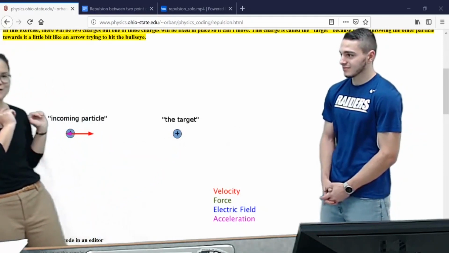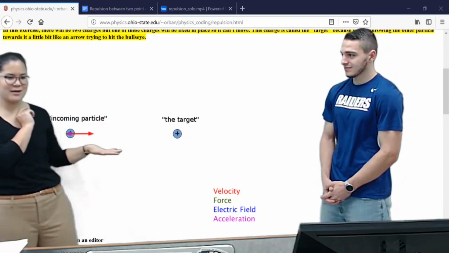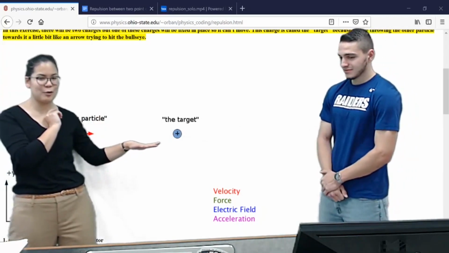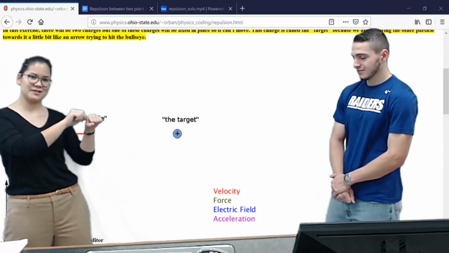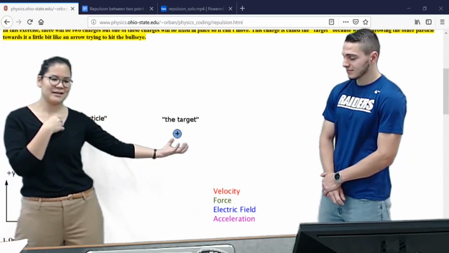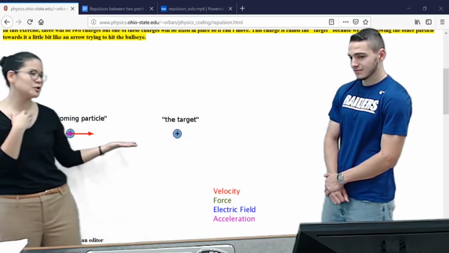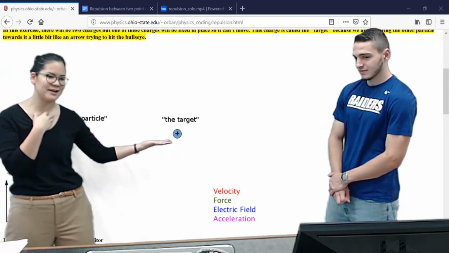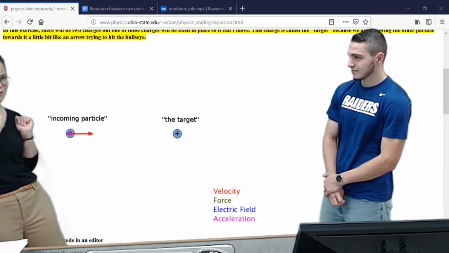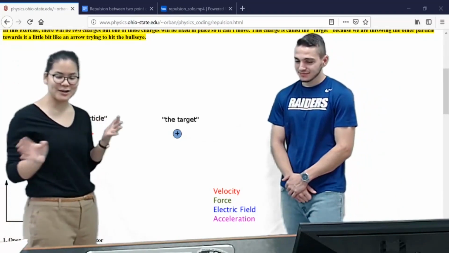And for this incoming particle, we'll give it some initial velocity. It will come in and feel that repulsion. Like charges want to repel each other. So when the charge comes in, it's going to slow down as it's being repelled by the target and eventually be pushed away. So let's open up the code editor and see how we are actually executing this.